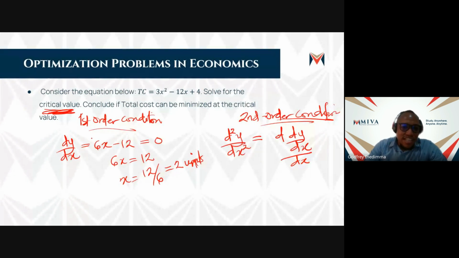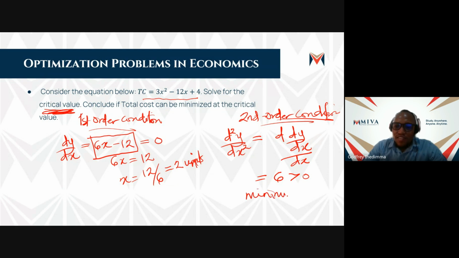So all we need to do is to take this differential here, this first order, and differentiate it the second time. So if we differentiate 6x, we are going to get 6. Is 6 greater than 0 or less than 0? 6 is greater than 0. And anytime the second order is greater than 0, meaning it is positive, it means that the original function is a minimum function. So yes, we can conclude that if this firm should produce only 2 units of their products, their total cost will be minimized.